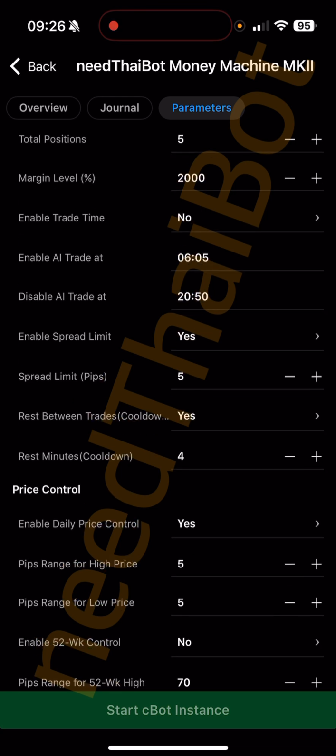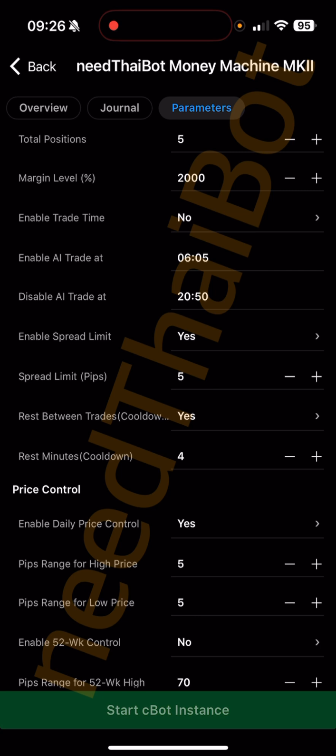Because we have the spread limit option here, enable spread limit, and also this one only in the latest version. That's why we don't need the time, because when the market has a high, bigger spread, it will not open the trade.